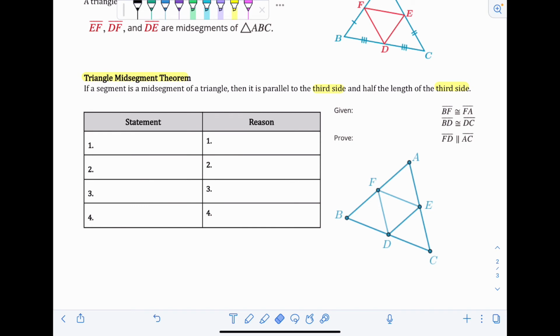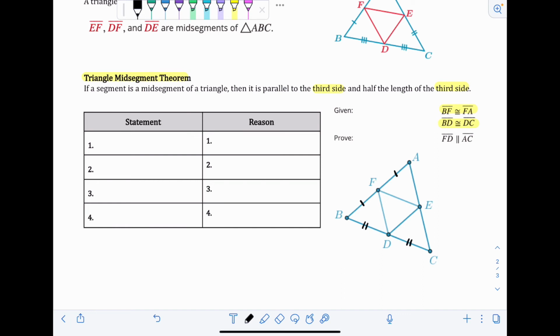So what we're trying to prove is on the right side, and what we're given as well. We're given that segment BF is congruent to segment FA. I'm going to put that on the graphic also. So BF is congruent to FA, and then also BD is congruent to DC.